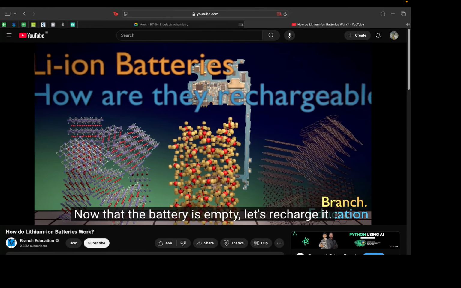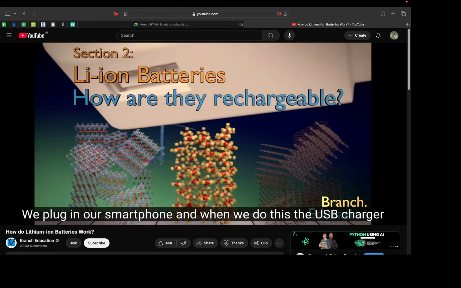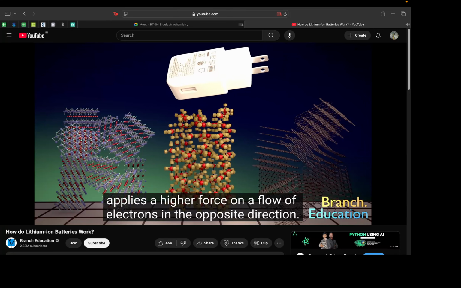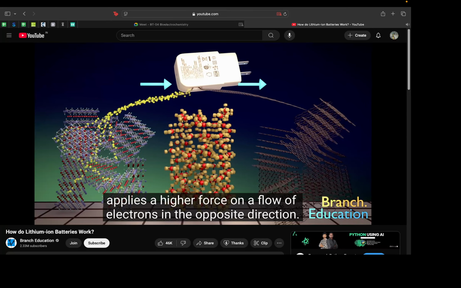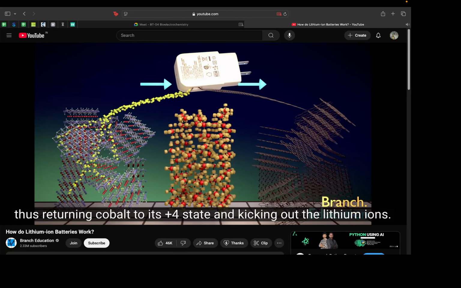Now that the battery is empty, let's recharge it. We plug in our smartphone, and when we do this, the USB charger applies a higher force on a flow of electrons in the opposite direction. Electrons are pulled out of the cobalt, thus returning cobalt to its +4 state and kicking out the lithium ions.